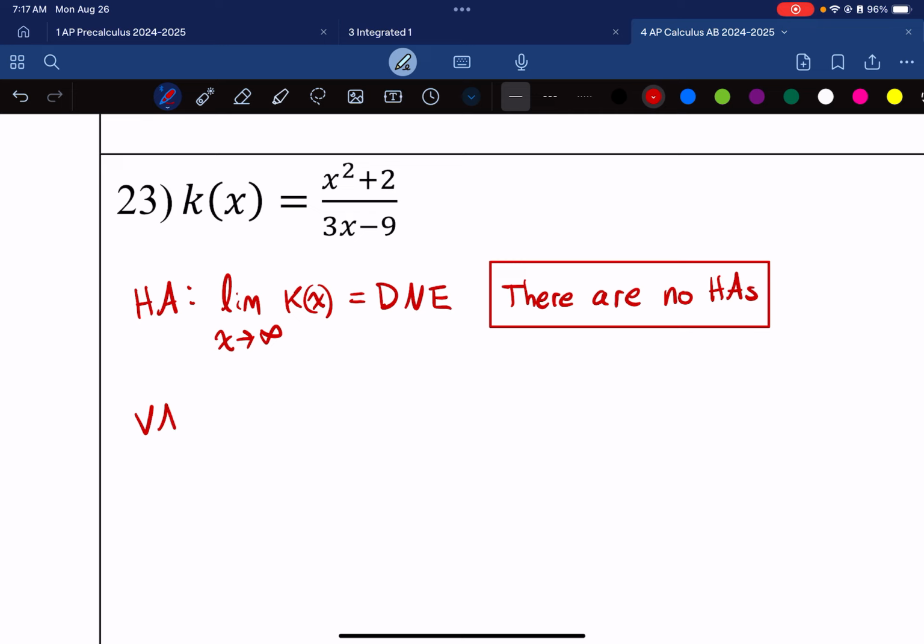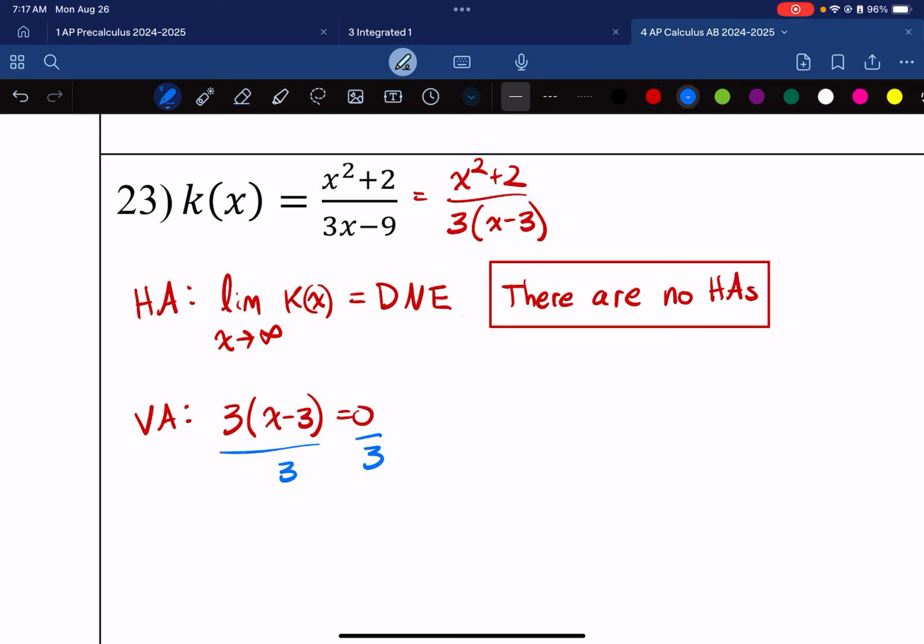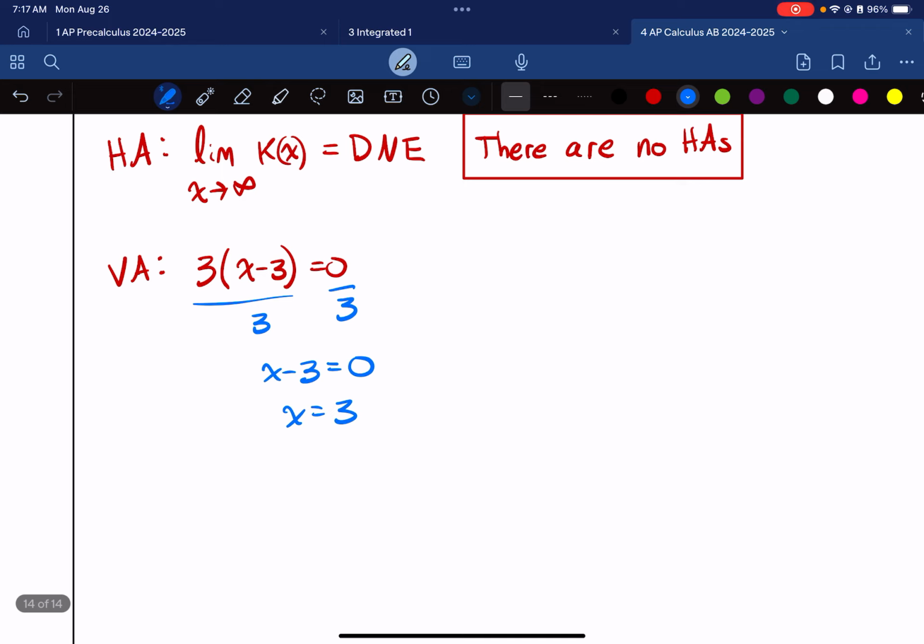Okay, let's analyze the vertical asymptotes. First, we need to factor. So if I factor the top, it's still x squared plus 2. Can't do anything when there's a plus sign in a square. And then in the bottom, I can factor out a 3, I guess, 3 times x minus 3. And again, nothing crosses off, so I set 3 times x minus 3 equal to 0. Most students know you can do this, but let me just restate that you can divide by 3, and you get x minus 3 is equal to 0. If you add 3 on both sides, x is equal to a positive 3. So you can say x equals 3 is the vertical asymptote.